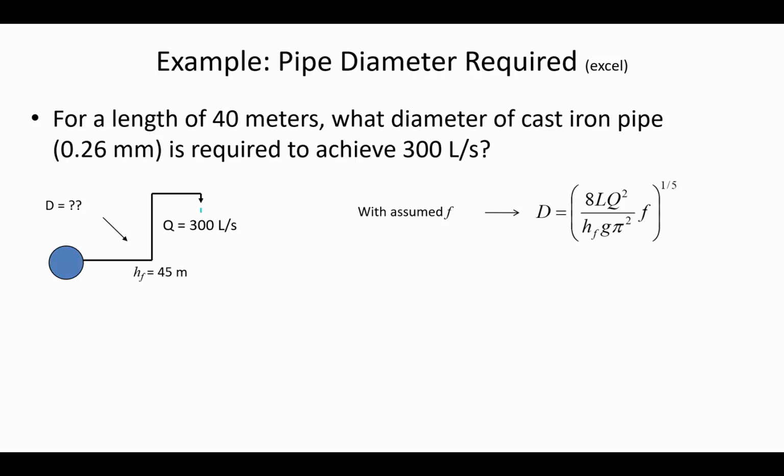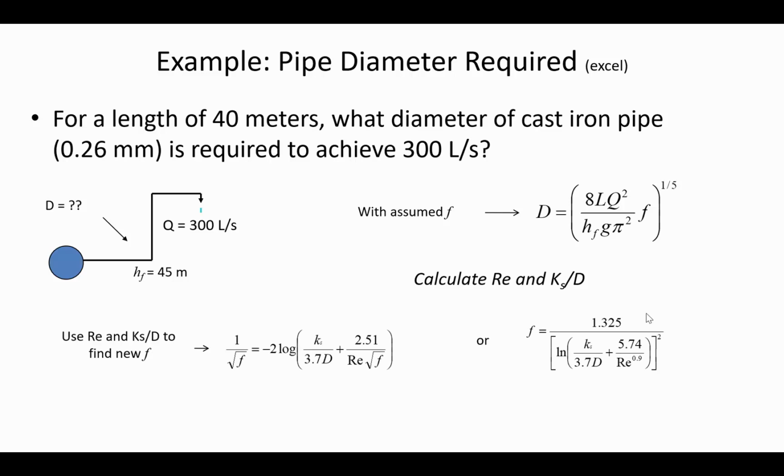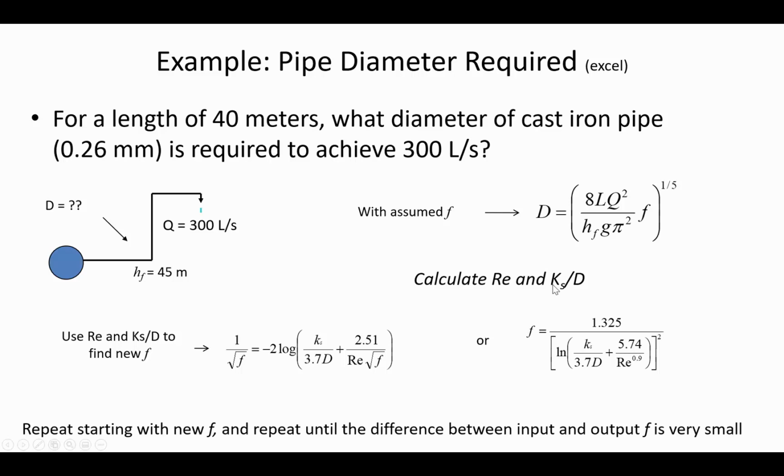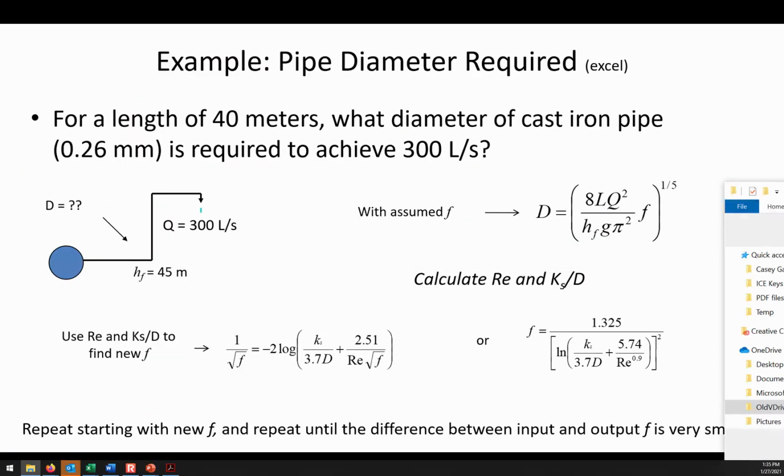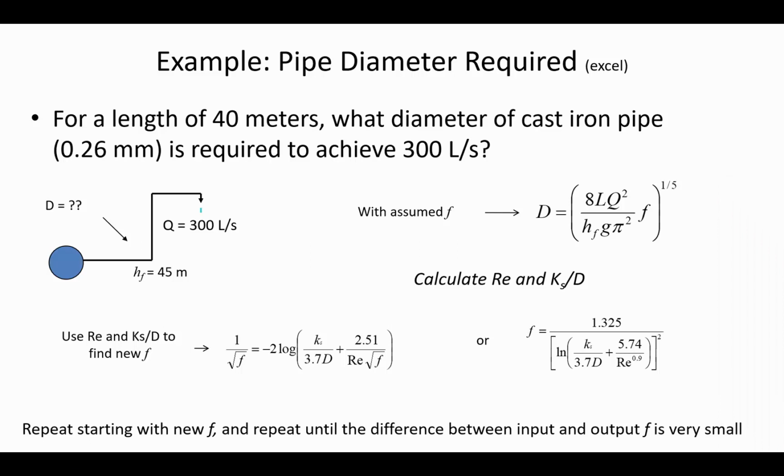So what we're going to do is start with an assumed value of F and calculate the diameter. Then we'll calculate with this guess diameter what's the Reynolds number, and then we'll use the Jain equation. Since it's more direct than Colebrook, we'll use the Jain equation to get an updated F value, and then restart this process over again with the updated F value until we minimize the difference between the initial guess of the F value and the updated calculation of it. All right, so let me get my template file here, and we'll take a look at this one together.